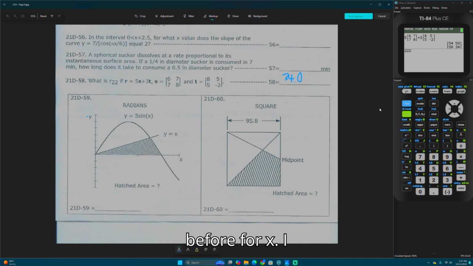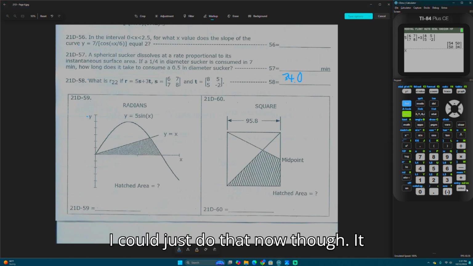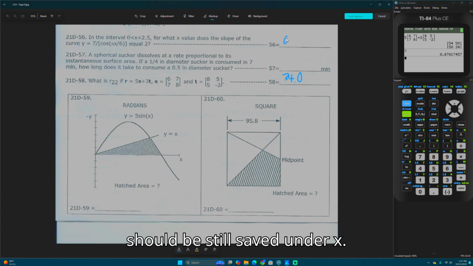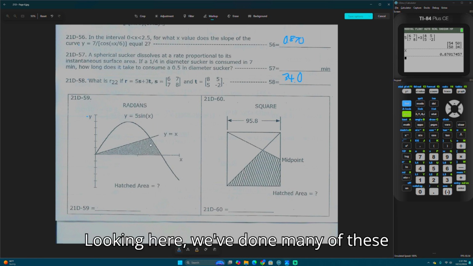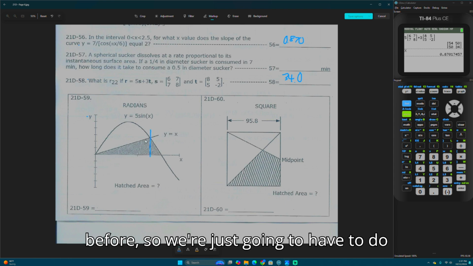Forgot to put the answer up there before for x. I could just do that now though. It should still be saved under x. 0.870.